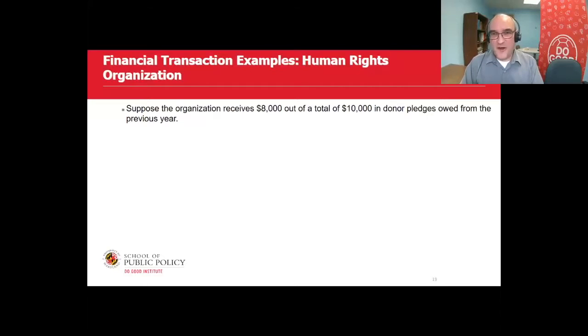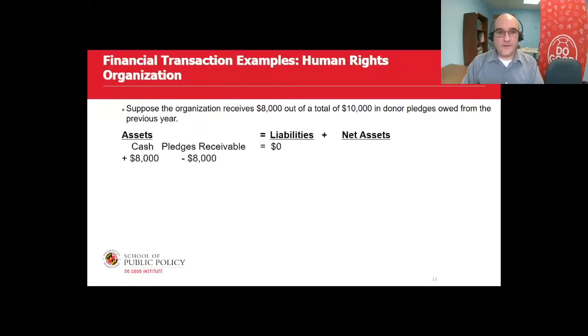Human rights organizations often receive pledge donations from donors that they expect to cash in later on. Suppose that the organization has $10,000 in donor pledges owed from the previous year, and they actually receive $8,000 of those pledges. Pledges receivable is a category under assets because even though the organization doesn't have the money yet, it expects to receive the pledges. Once it does receive the pledges, then it can take $8,000 off of pledges receivable and convert it into $8,000 in cash.